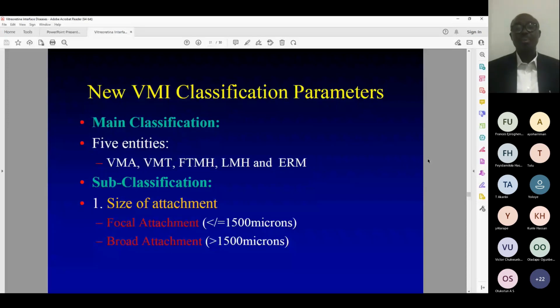So let's look at the classification parameters that were used. Under main classification, 5 entities, we don't want to say 5 diseases, 5 entities were identified. So we have VMA, VMT, full thickness macular hole, lamellar holes, and epiretinal membrane. The subclassifications looked at size of attachment. So in the new classification, we say attachment is focal if the site of attachment is less than 1,500 microns, and broad if it's greater than 1,500 microns. This is using size of attachment as a subclassification. Let's look at the next subclassification.